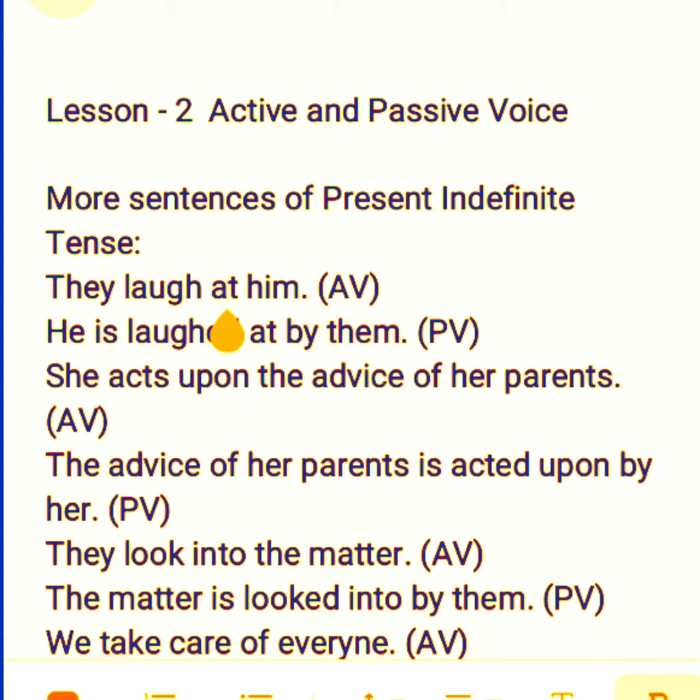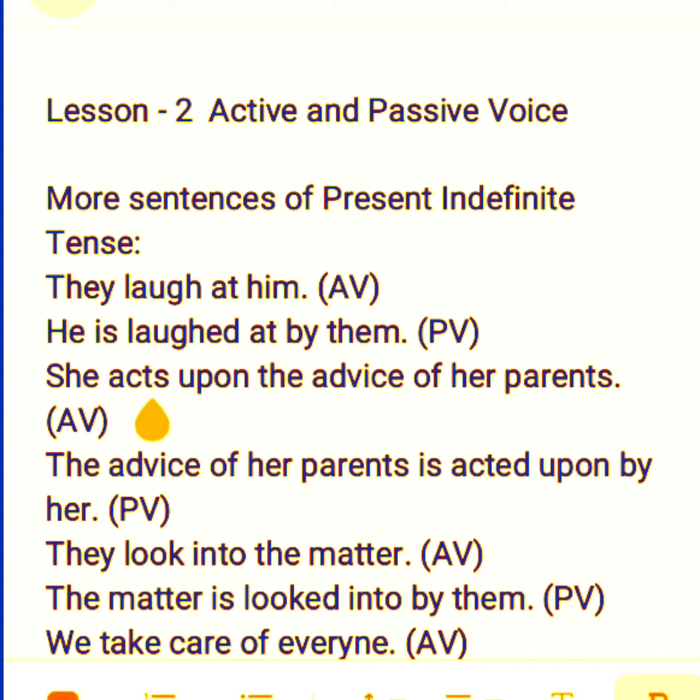Now, if the preposition comes with a verb, then we do not have to change the preposition. We have to place the preposition at the same place. We have just to change this first form of the verb into the third form of the verb when we change this active voice into passive voice. Now look at this sentence. He is laughed at by them. So we have just changed the first form of the verb into the third form, and the preposition at comes at the same place.